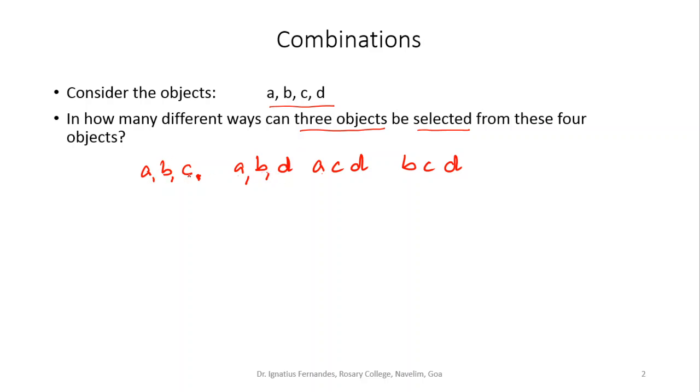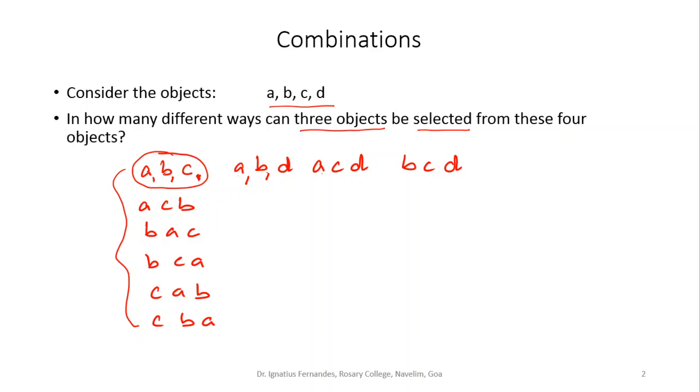While in permutations, A, B, C would have given me 3 factorial, 6 different patterns: A, B, C, A, C, B, B, A, C, B, C, A, C, A, B and C, B, A. In permutations, these 3 objects give me 6 different arrangements, whereas in combinations, all these 6 patterns reflect only one, that is A, B and C. Finally what I have is A, B, C, these 3 objects with me. So all these 6 patterns become one.